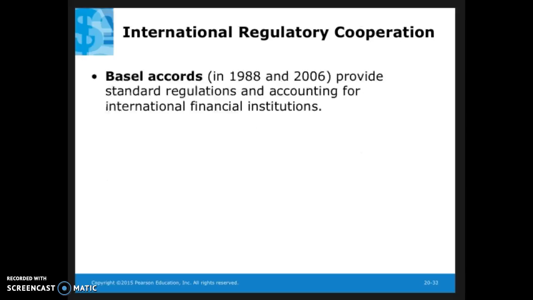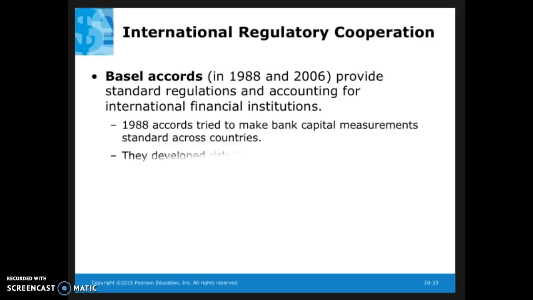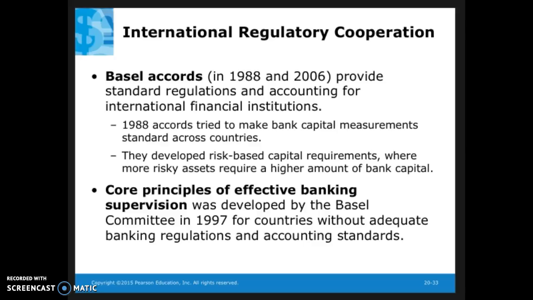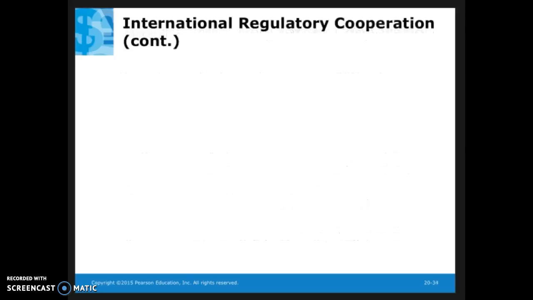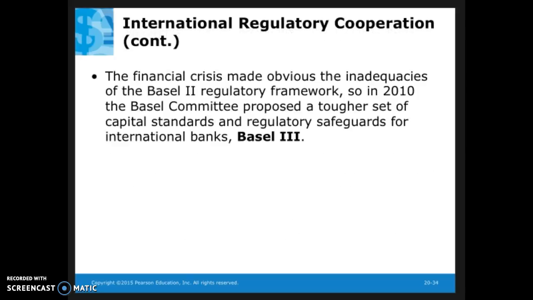So we had the Basel Accords. They provided standard regulations for accounting for international financial institutions. Then they tried it again with Basel II. Then there's an even tougher set with Basel III.